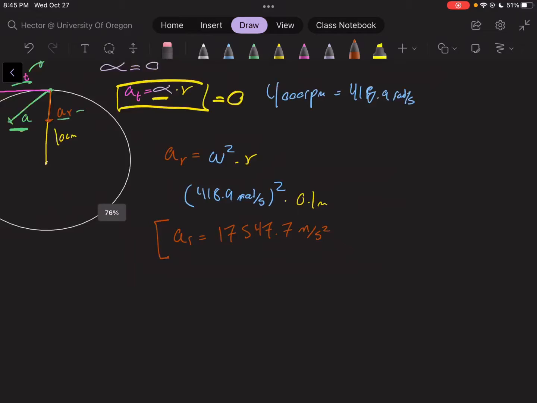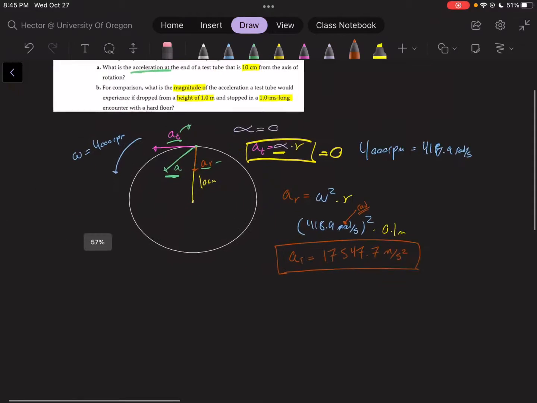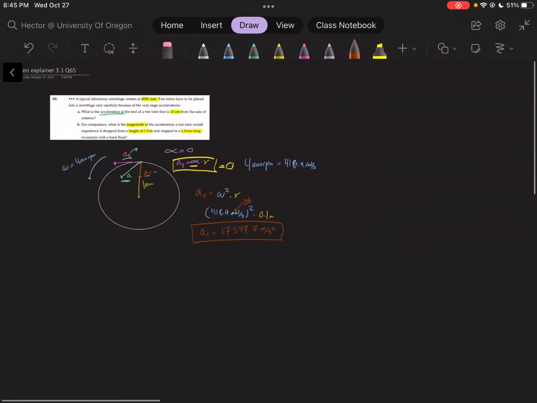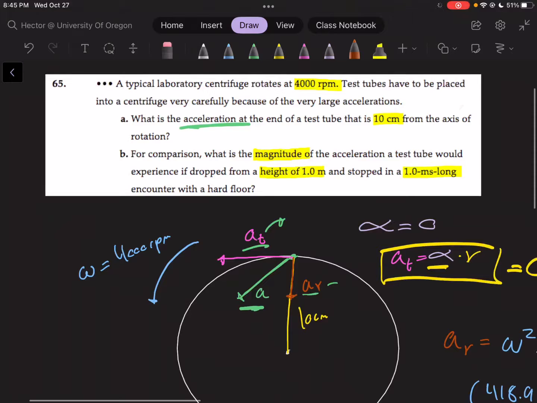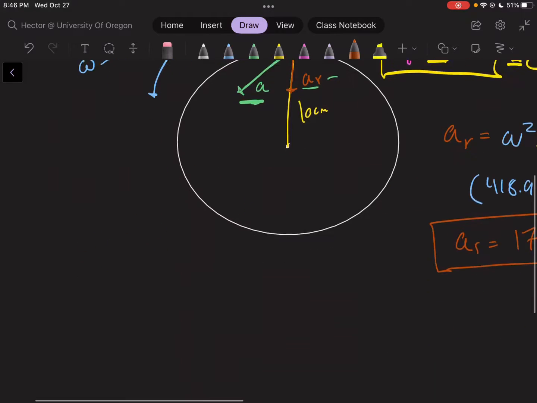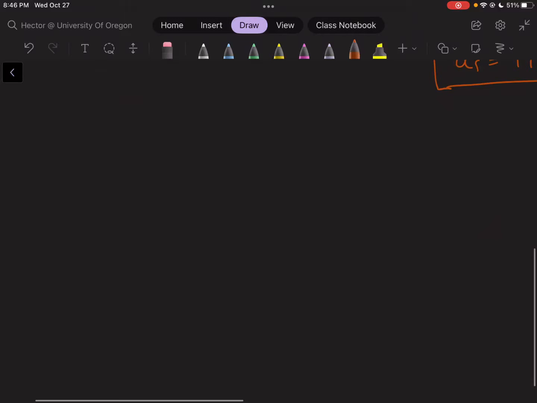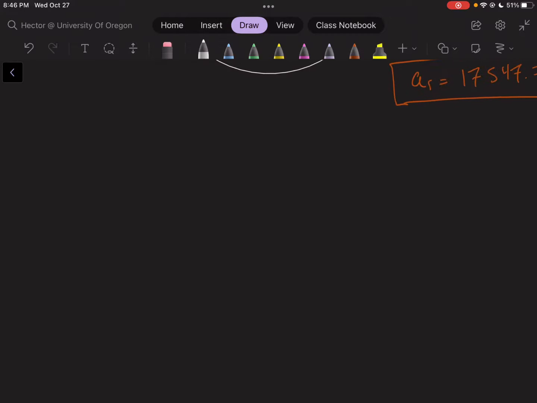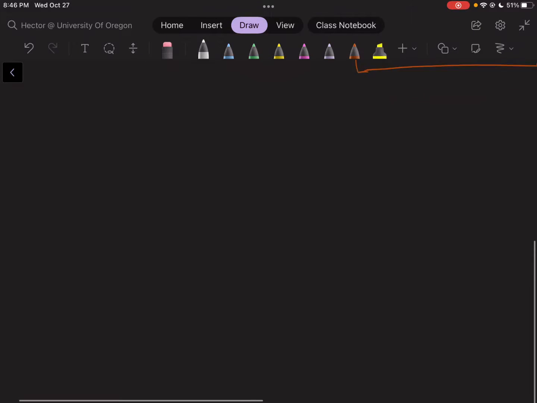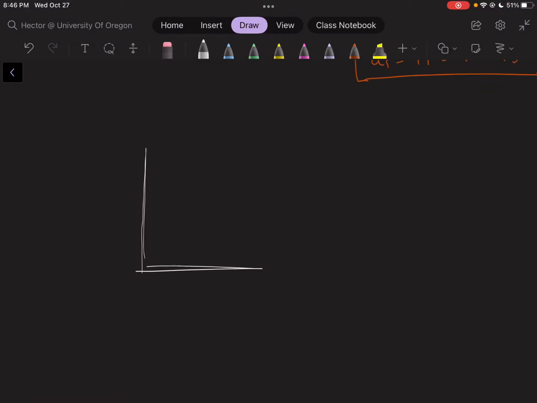Okay, jumping right into part B, we will be looking at, to read the question again, the magnitude of the acceleration a test tube would experience if dropped from a height of 1 meter and stopped in a 1 millisecond long encounter with a hard floor. So let's go ahead and draw a picture, and there's basically two sections we want to think of for this part of the problem. We have, hang on, let me just label everything really quickly.